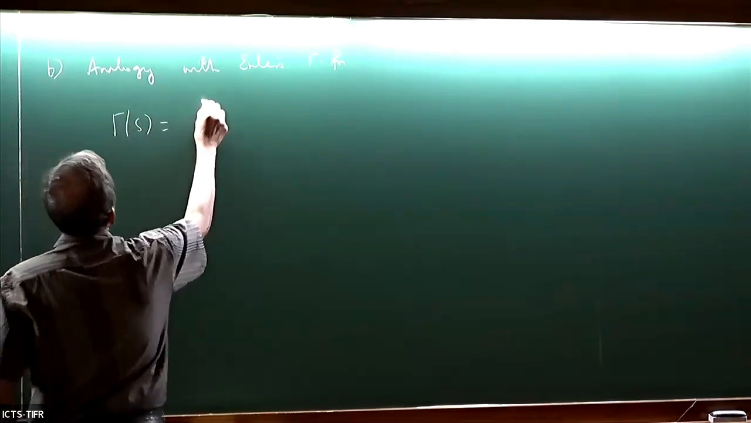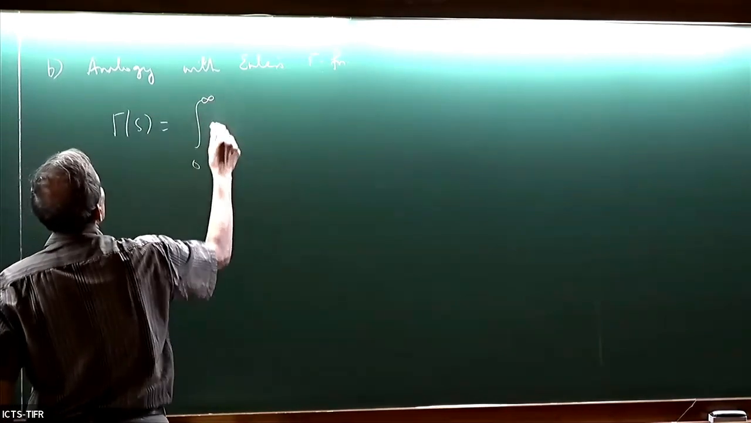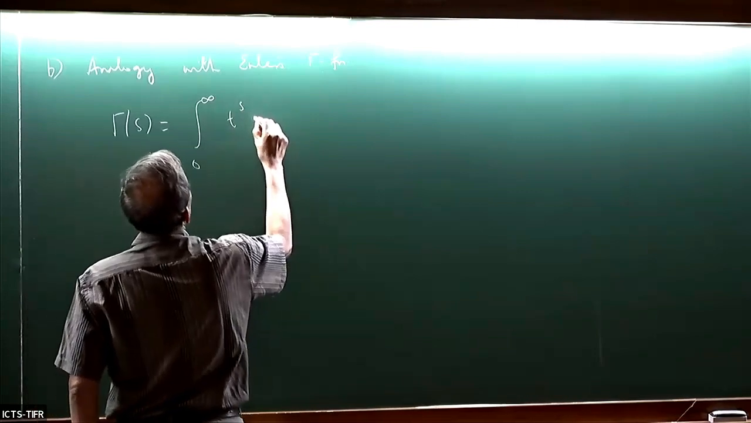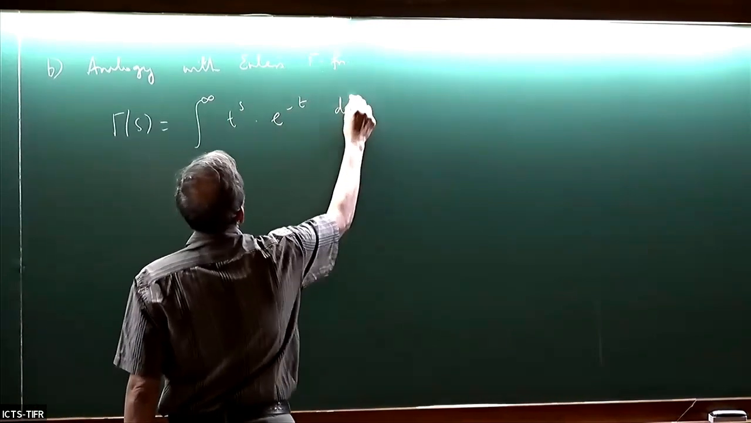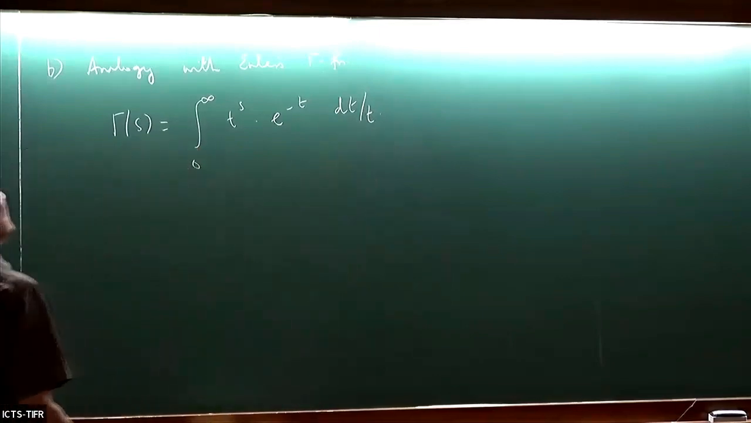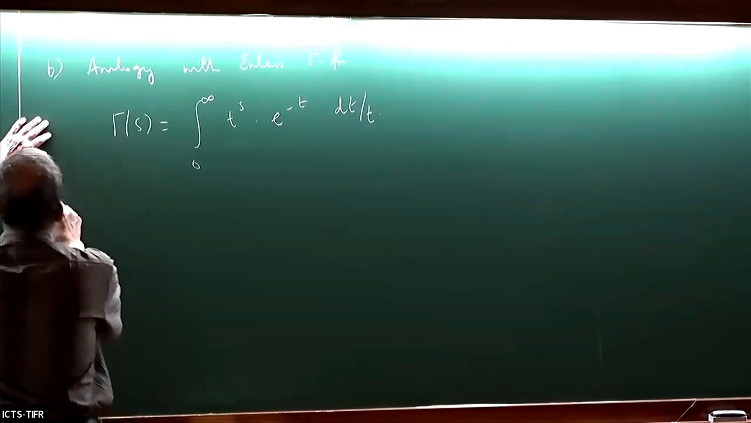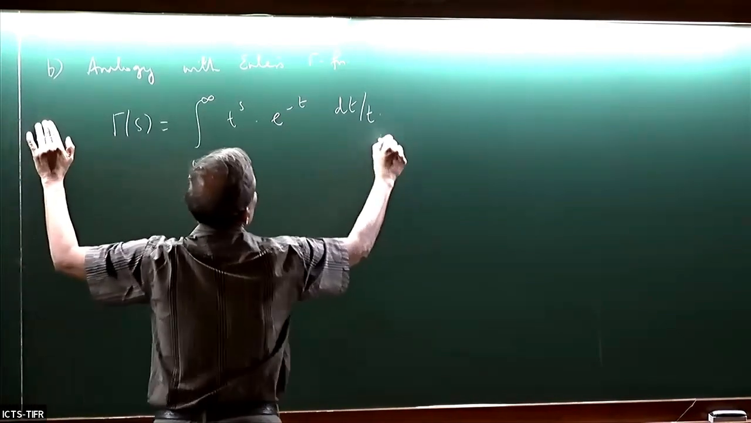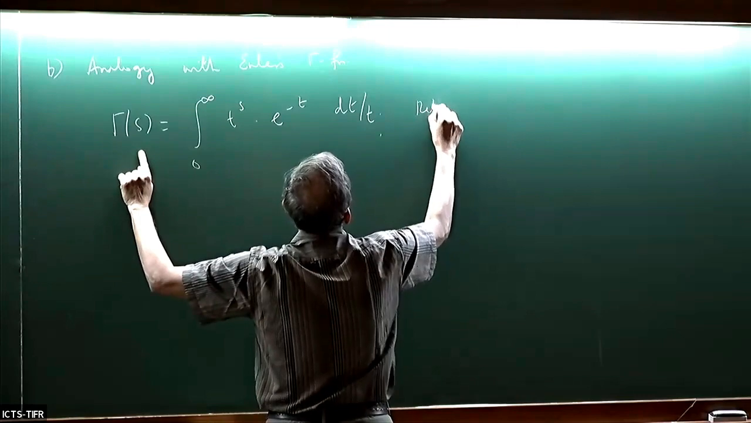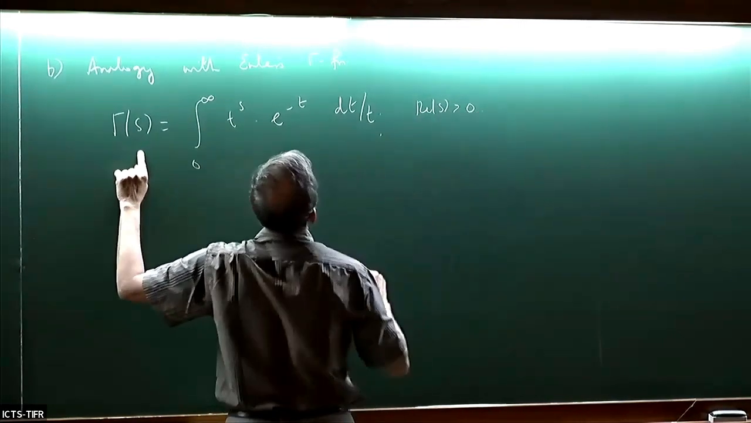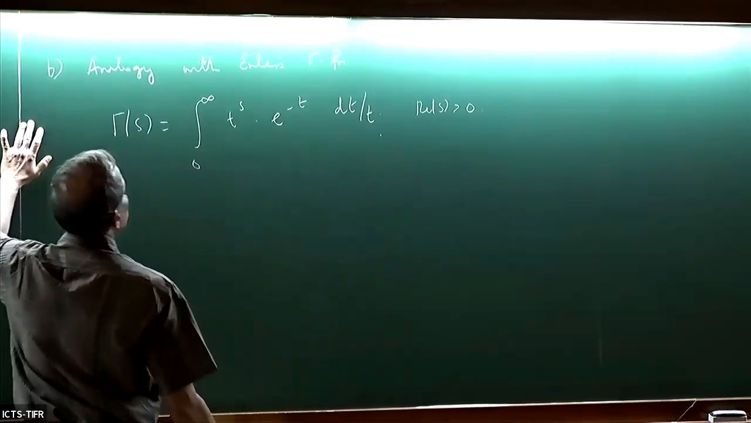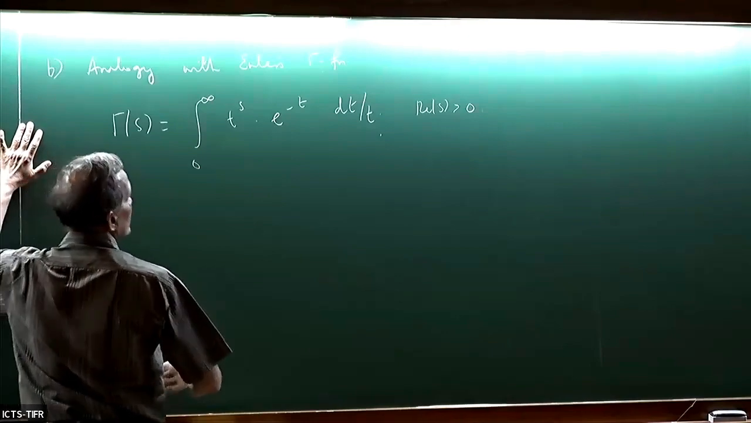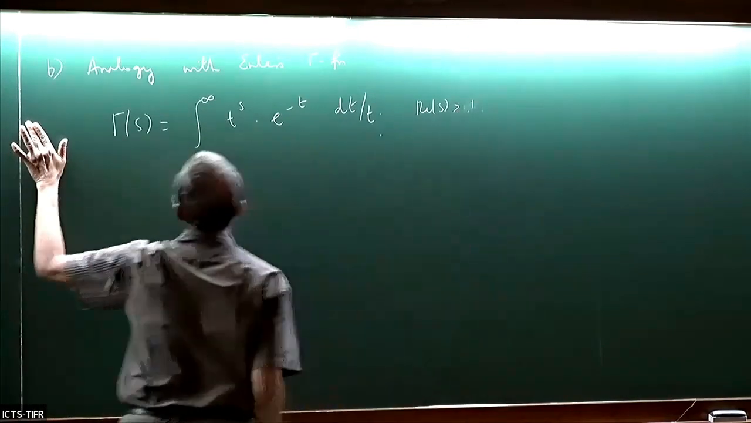Recall the Euler gamma function: gamma(s) is the integral from 0 to infinity of t to the power s times e to the power minus t, dt by t. If you fix s, probably take the real part of s greater than 0, or 1, whatever it is.